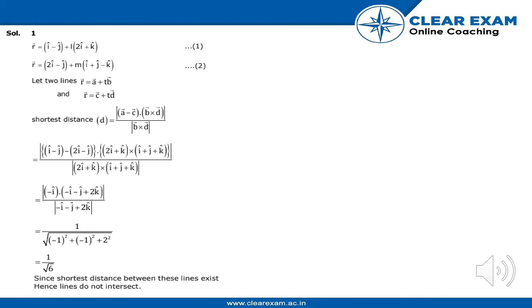modulus of (minus i minus j plus 2k cap), that is equal to 1 upon under root of (minus 1) whole square plus (minus 1) whole square plus 2 square. That gives us 1 upon under root of 6. And since the shortest distance between these lines exists, hence the lines do not intersect. Therefore the first part.